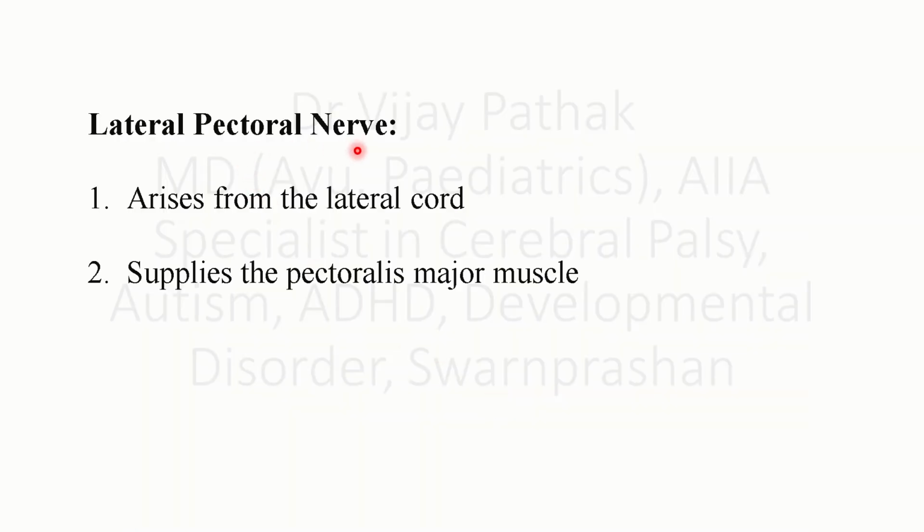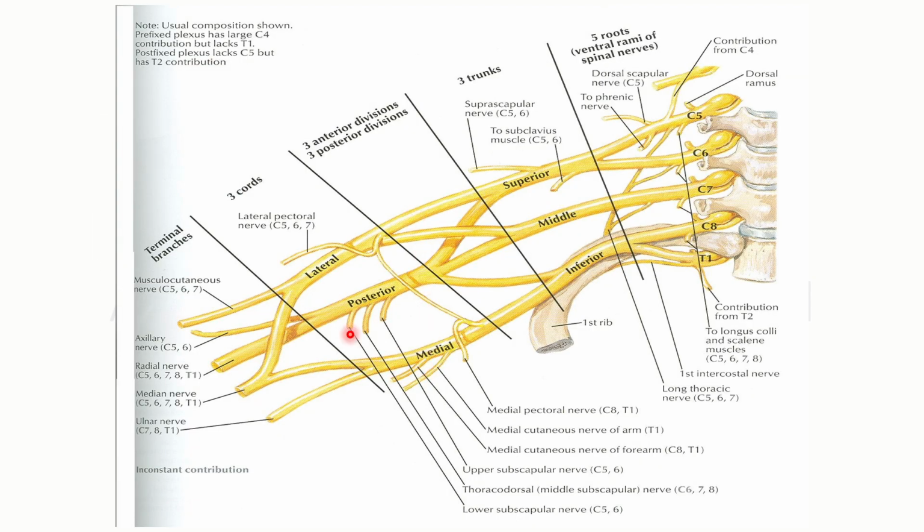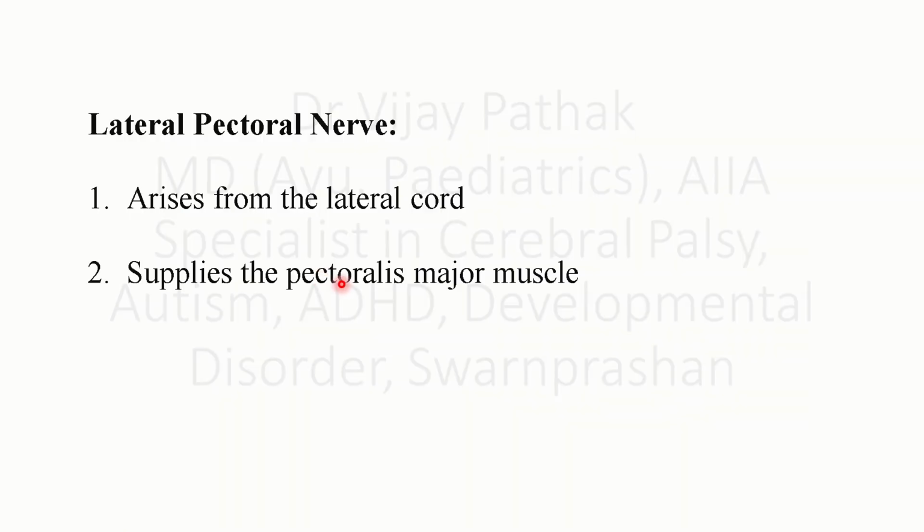Lateral pectoral nerve. The lateral pectoral nerve arises from the lateral cord. This supplies the pectoralis major muscle.